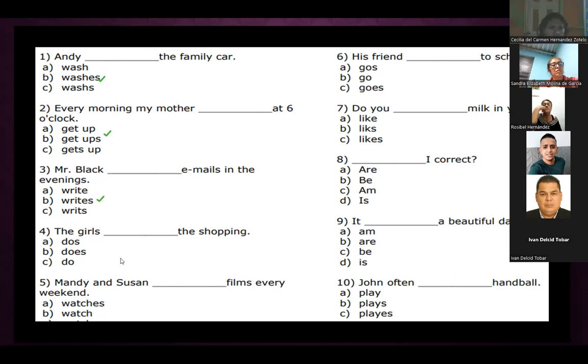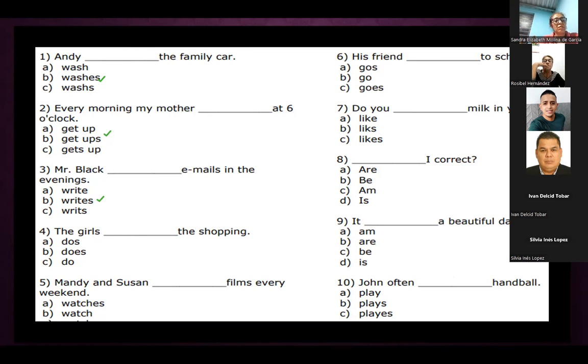Let me see, Mr. Ivan, the girls. Okay, Miss Silvia Ines, number four. The girls doesn't this shopping. Okay, the girls is plural. The girls doesn't the shopping. Okay, it is do because it's plural. The girls do. Girl, una chica, entonces sí, the girl does. But good job.